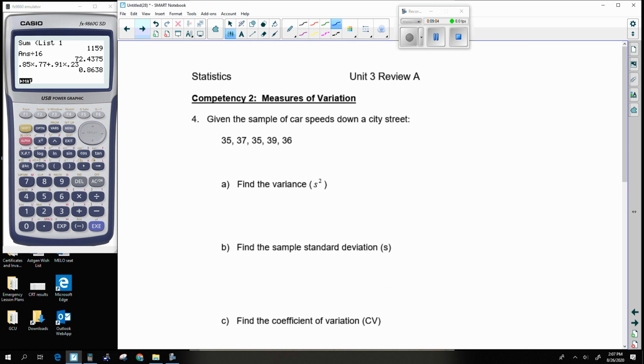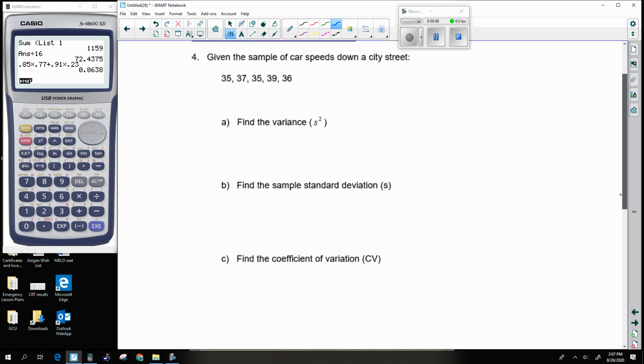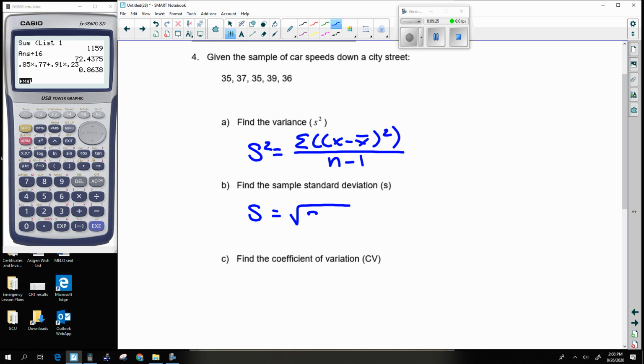All right, next I have the standard deviations and the variances and stuff like that. What's important to get correct answers in this section is to know the different formulas. So s squared, s, and coefficient of variation. All right, so that will get us going.